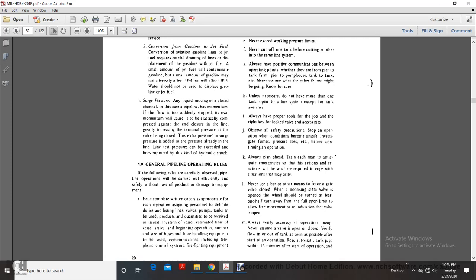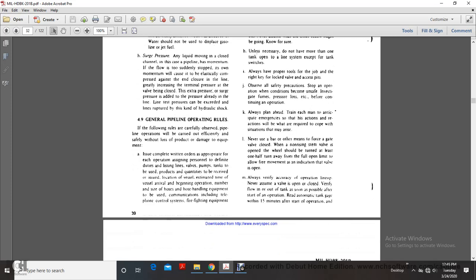Never use a bar or other means to force a gate valve closed. With a non-rising stem valve that is open, the wheel should be turned back at least one half turn from the full open limit to allow free movement and indicate the valve is open. Always verify the lineup, but never assume a valve is open. Close the air flow in and out of the tank as soon as possible.